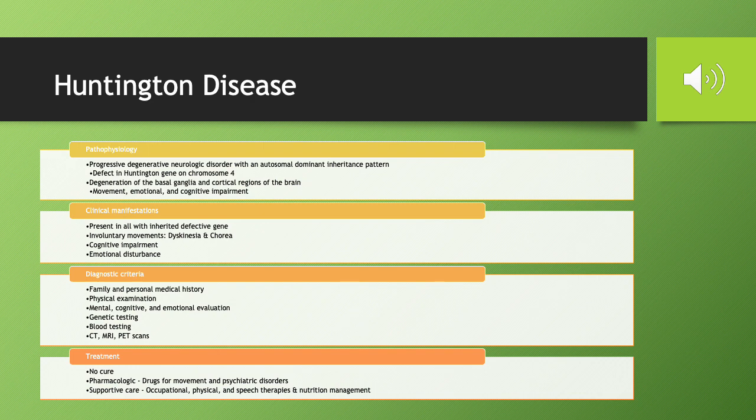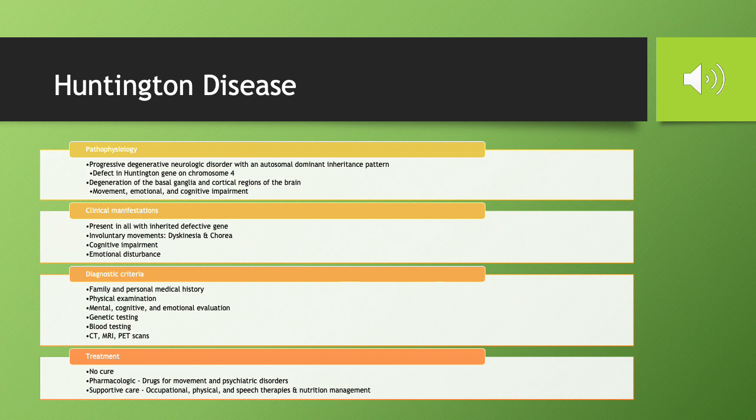And the first thing you should know about Huntington's is that this is an autosomal dominant disease. So when we talk about autosomal, we're talking about the chromosomes, and generally it is a defect in chromosome 4, also known as the Huntington gene. So it is a neurological disorder, but again, it is associated heavily with chromosome 4.